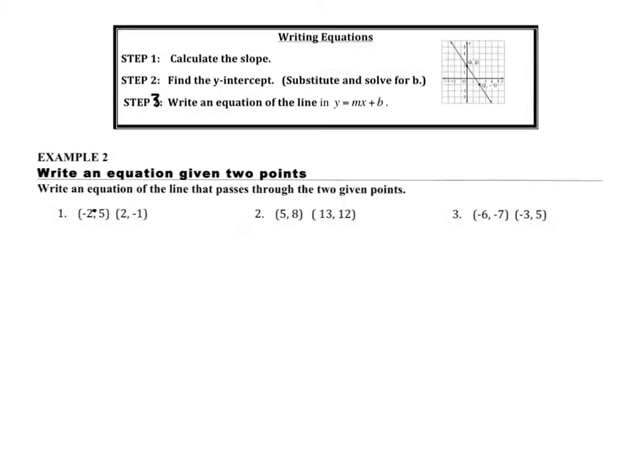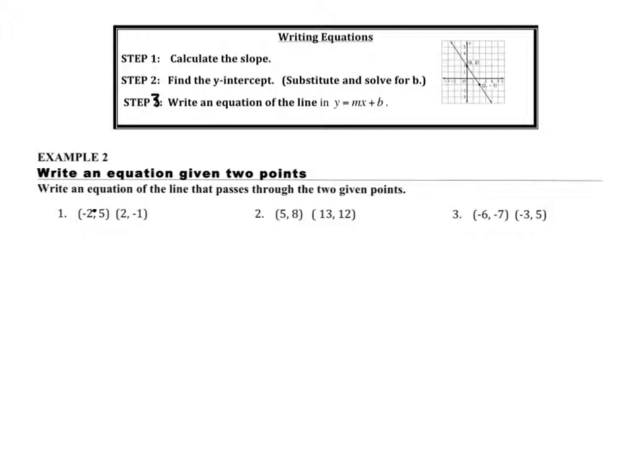In this lesson, we're going to be writing linear equations given 2 points. All right, so now we're going to be writing equations given 2 points. I've got the points (-2, -5) and (2, -1).